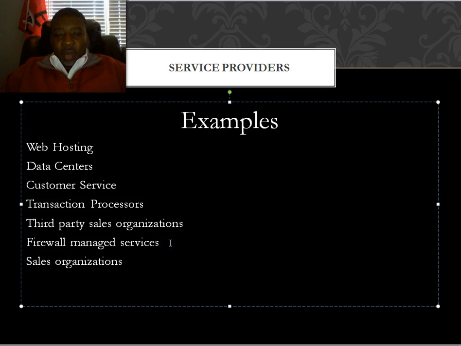Let's say you have a firewall that's providing segmentation from the rest of your network or your cardholder data. And let's say somebody else is providing that service. We're not talking about the firewall hardware, but the service of managing that firewall. Well, then that will be in scope. Maybe not the hardware itself, but the managing and the configuration of that firewall. And we talked about sales organizations.